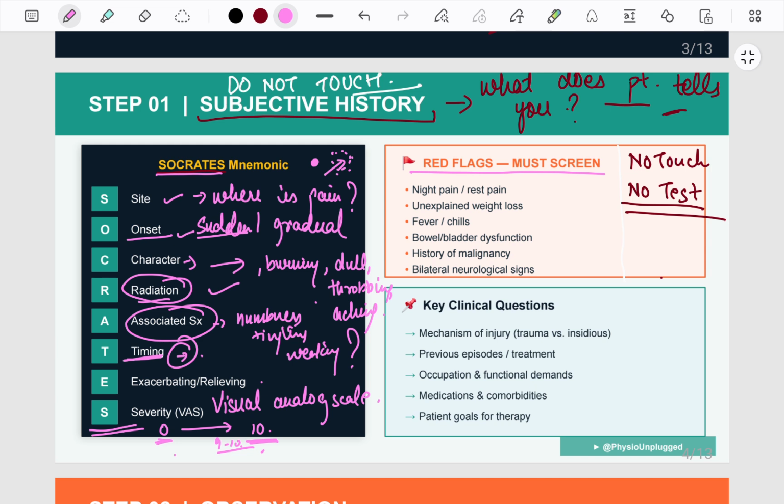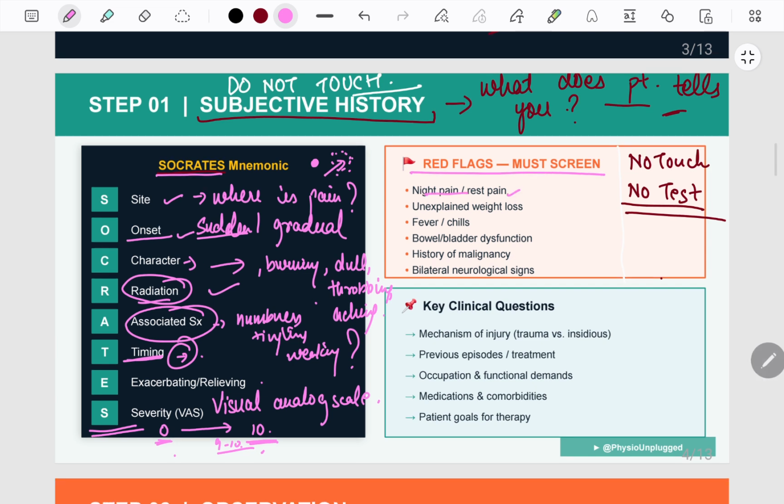Red flags include night pain or rest pain, severe unexplained weight loss, fevers or chills, bladder or bowel dysfunction, history of any malignancy, and bilateral neurological signs. And with the presence of these red flags, if we notice even one, we have to immediately go for a medical referral to the department that is concerned with it, the specialists.